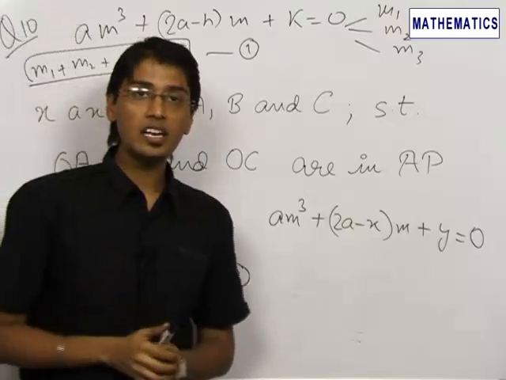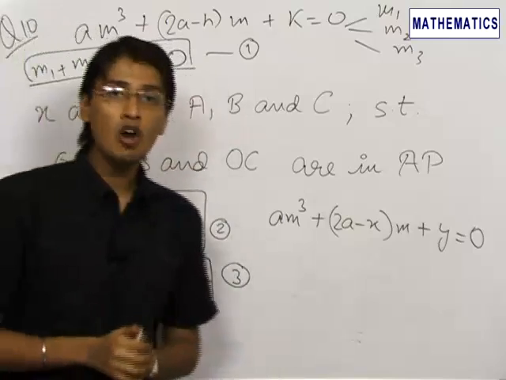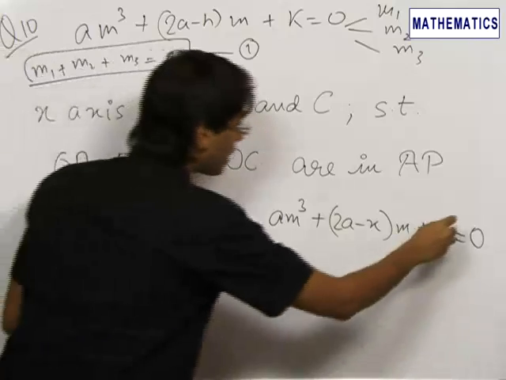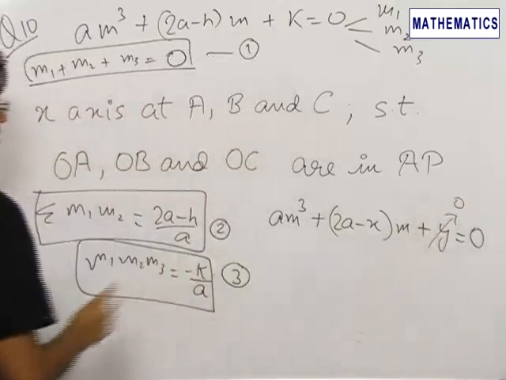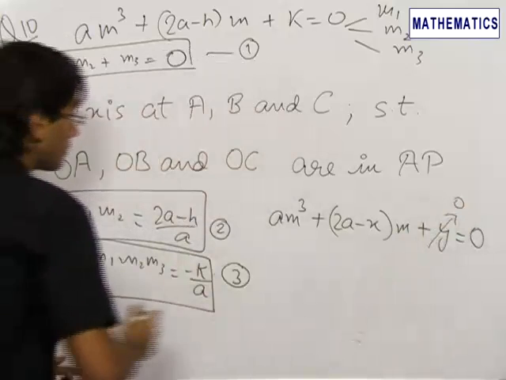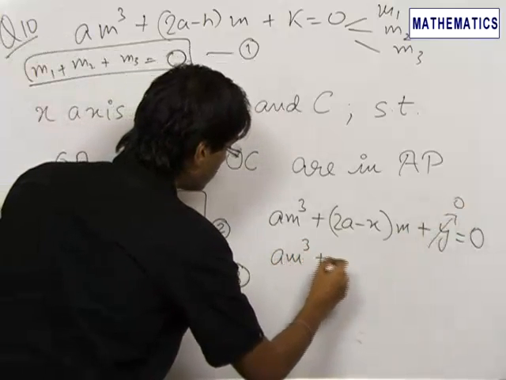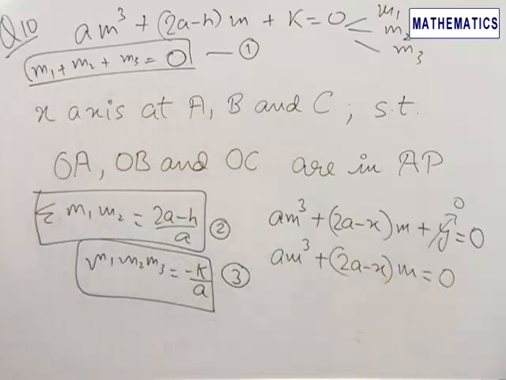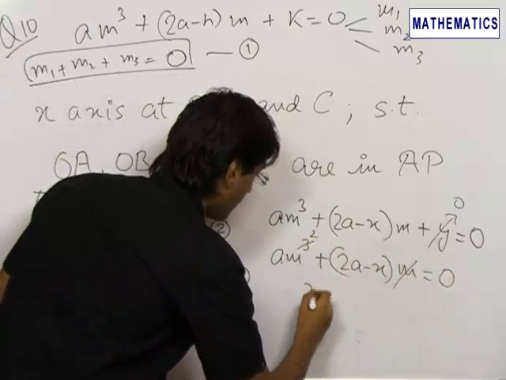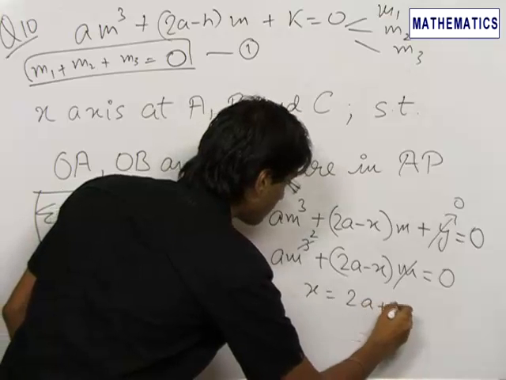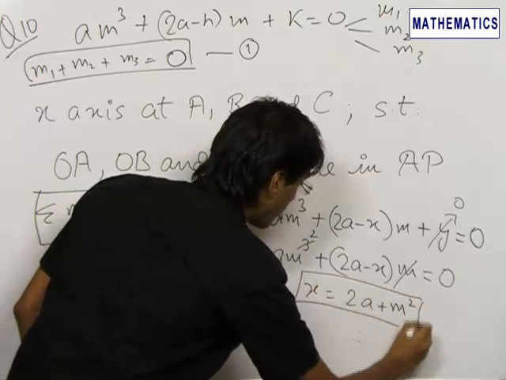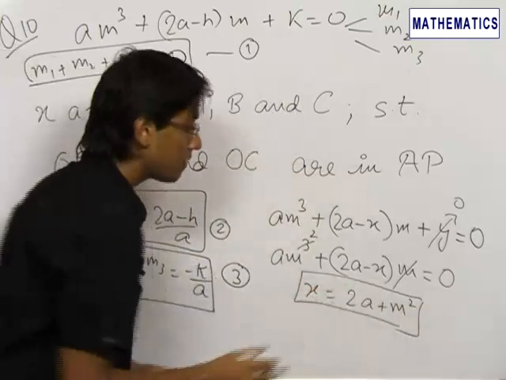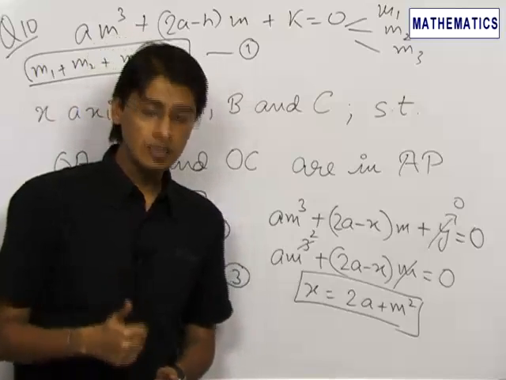Now we go on to the second information. The information is that these three normals cut the axis of x at A, B and C. The axis of x represents y equals 0, hence we put y equals 0 in this equation to get am cube plus 2a minus x times m equals 0, which gives us x is equal to 2a plus m square. Hence the 3 points will be A, B and C, that is 2a plus m1 square, 2a plus m2 square and 2a plus m3 square.